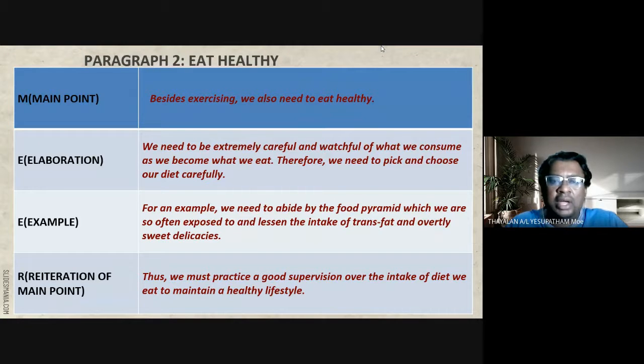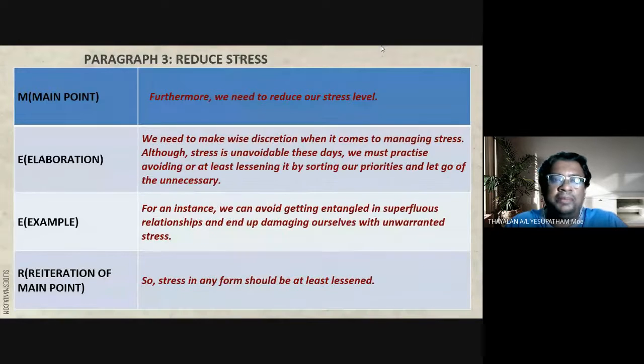Example. For an example, we need to abide by the food pyramid, which we are so often exposed to, and lessen the intake of trans fat and overtly sweet delicacies. Specific example, food which has trans fat and sweet. And then reiteration of main point, thus, we must practice a good supervision over the intake of diet we eat to maintain a healthy lifestyle.